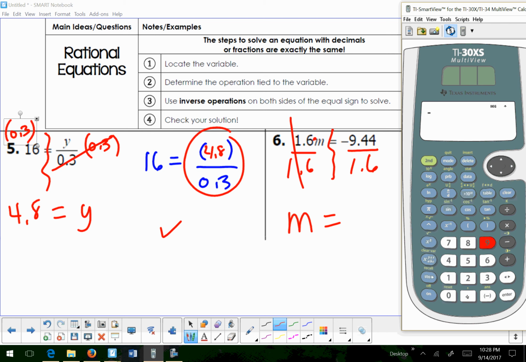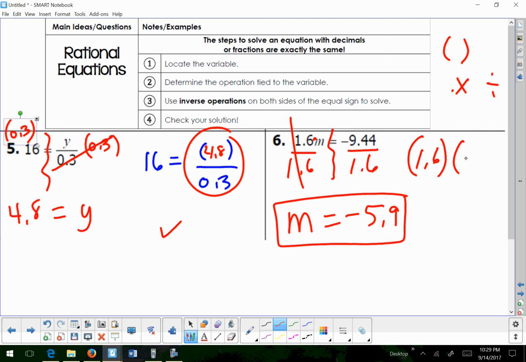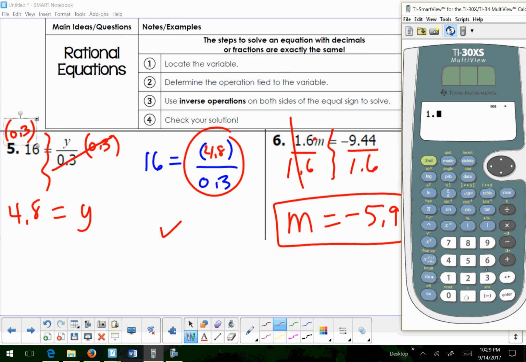Negative 9.44 divided by 1.6. This is much faster with our calculator. Negative 5.9. If you want to know if you're right, just double check. Negative 5.9 would insert here. So is 1.6 times negative 5.9 equal to negative 9.44? It is. We got it right.